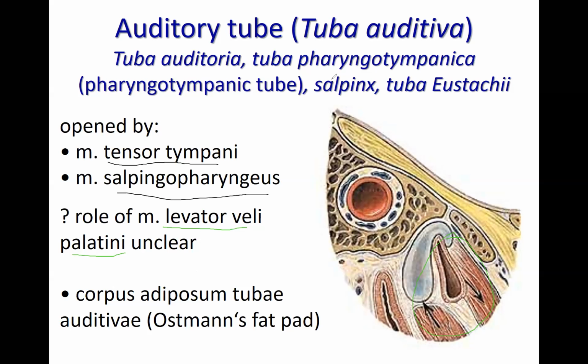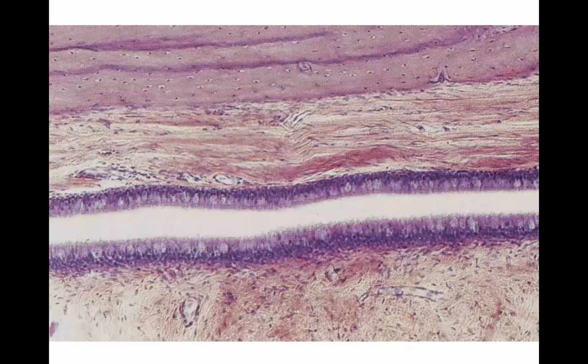To open and close, you need a buffer space around, such a pillow, and this space is filled with loose connective tissue with adipose tissue, so a fat pad, and we call it Ostmann's fat pad. So maybe on MRIs you can see an area of fat pad around, which allows the opening of the auditory tube. And if you look at the histology, you can see the pseudostratified epithelium here, and then the lamina propria and cartilage with perichondrium. So quite boring histology here.